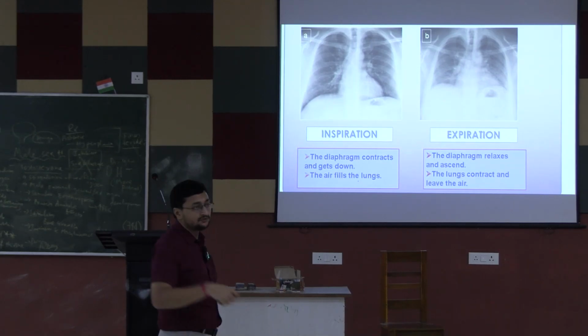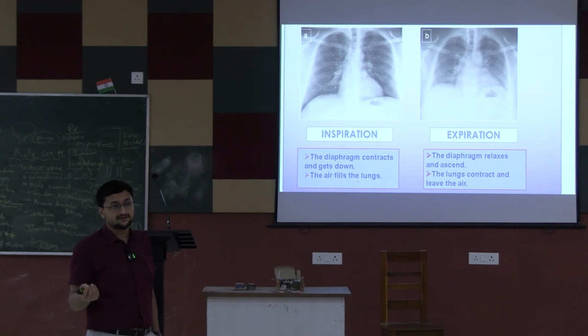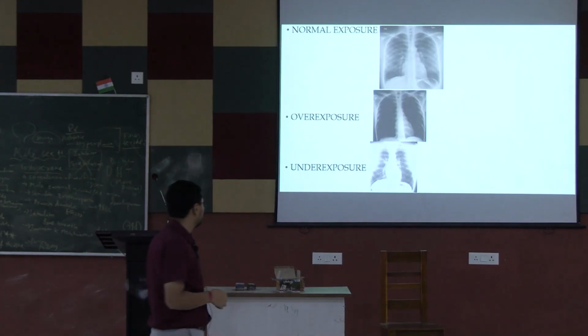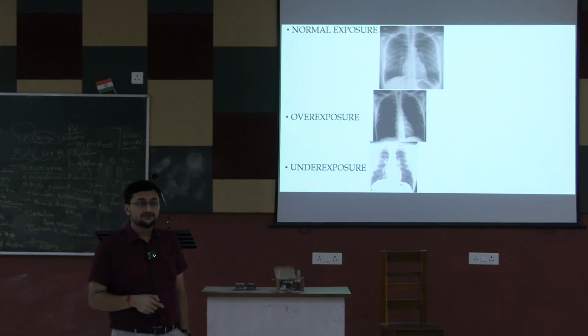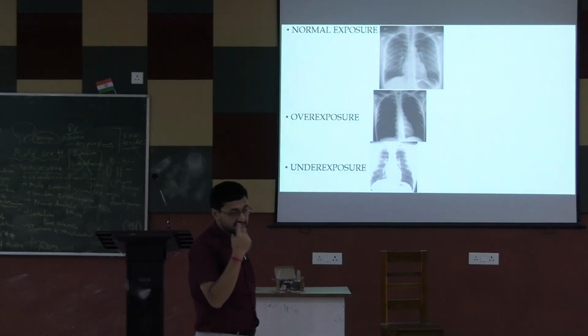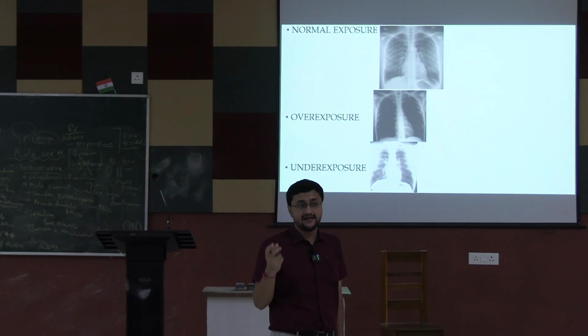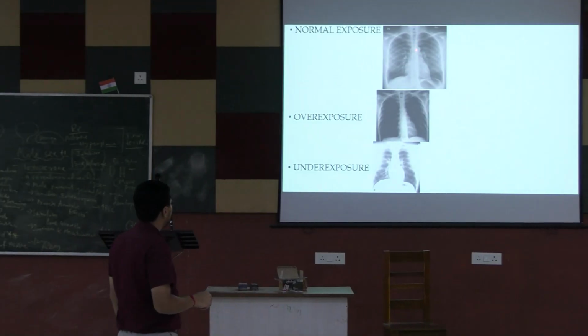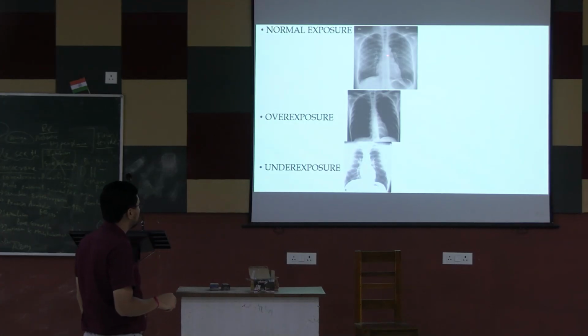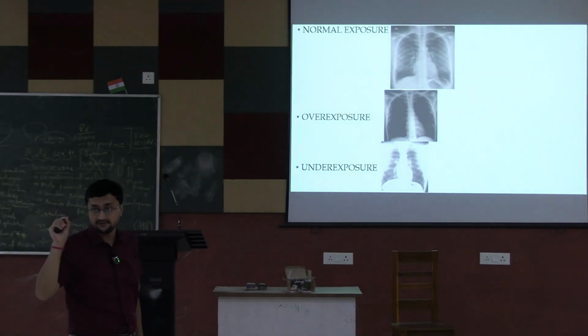This is the important point, expiratory film. To detect a small amount of pneumothorax, you should do an expiratory film. This is the one and only utility of doing an expiratory film. And now regarding the exposure. If the chest X-ray film is adequately exposed, then the vertebrae are just visible. So this is the vertebrae, right? The borders of the vertebrae are just visible.